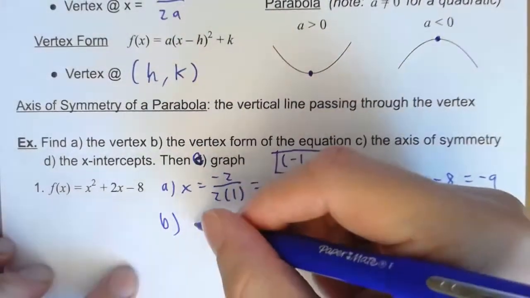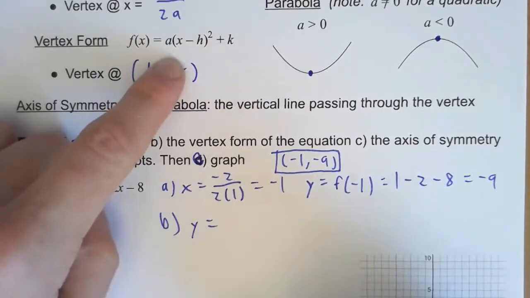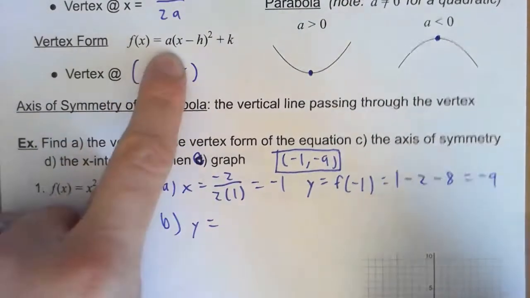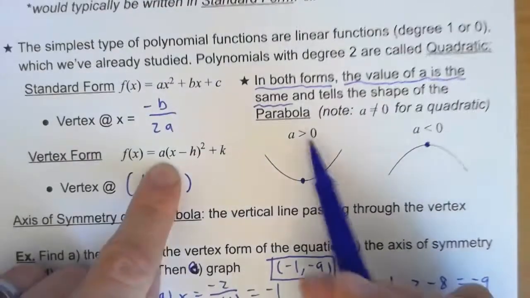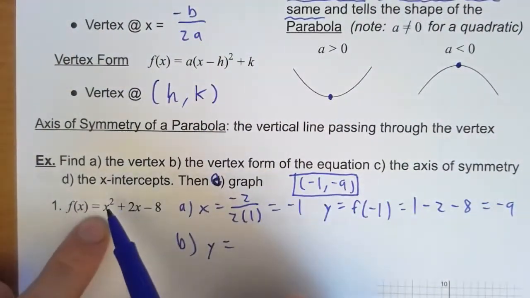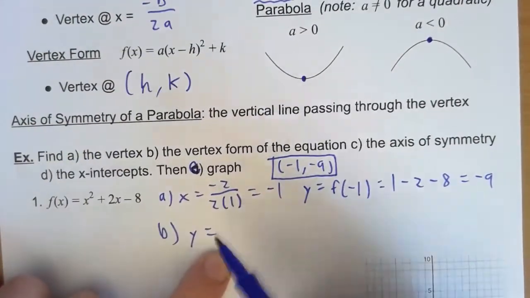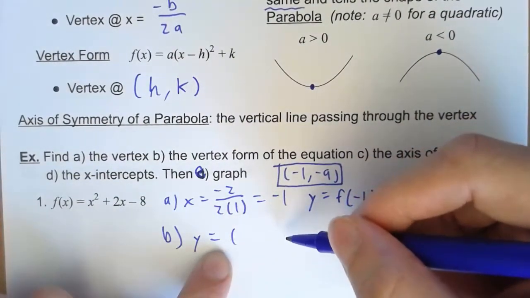All right, so if I've got my vertex, it should be easy to find my vertex form. So let's write out the vertex form here. So if we look at this, how do I find a? Well, that's the key of what we said here. In both forms, a is the same. So whatever a was in standard form is the a now. So if the a was 1 here, then the a is still going to be 1 there. So I don't have to write it. You could put a 1 there if you want to, but we don't need it.